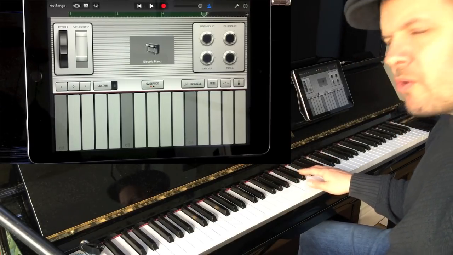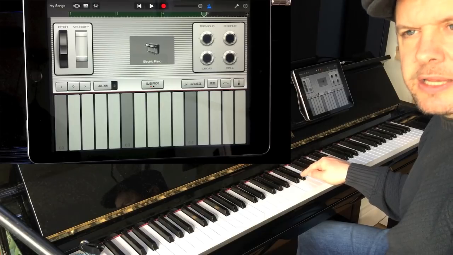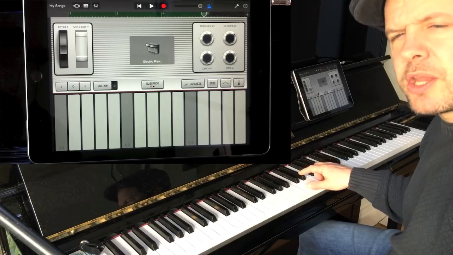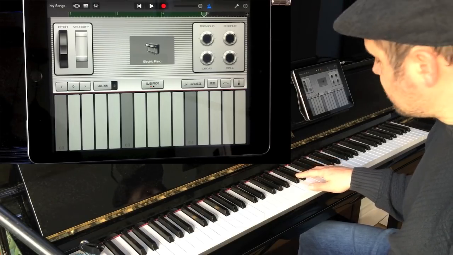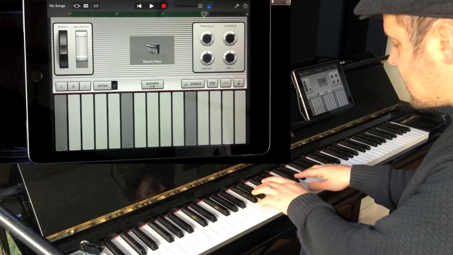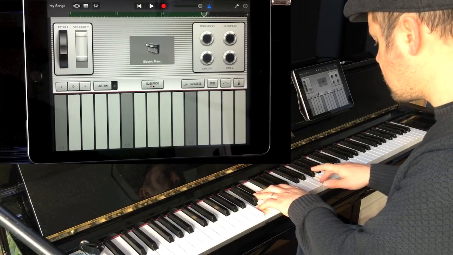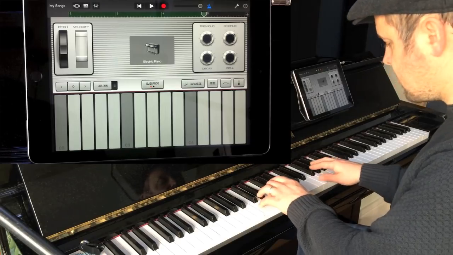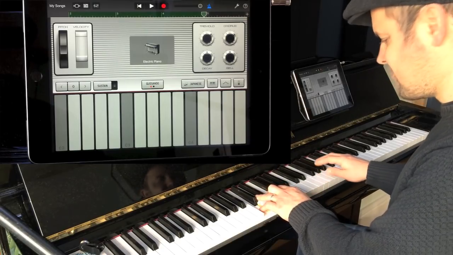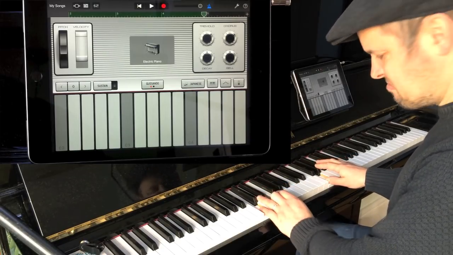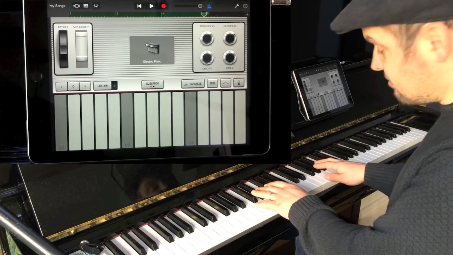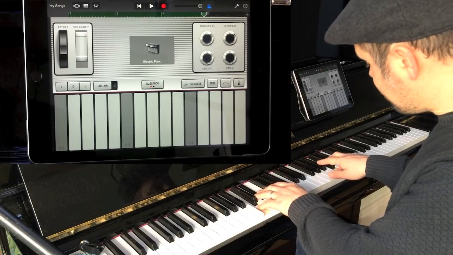Now, there's no minor third in here, that E flat. So is it a minor scale? Well, it kind of is because of some of the other tones in there. You can use it for either, really.